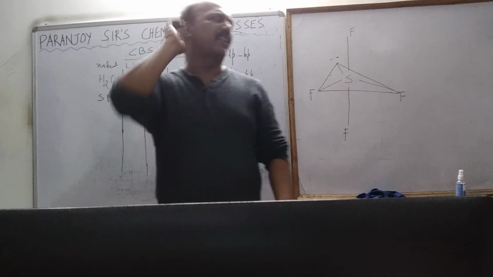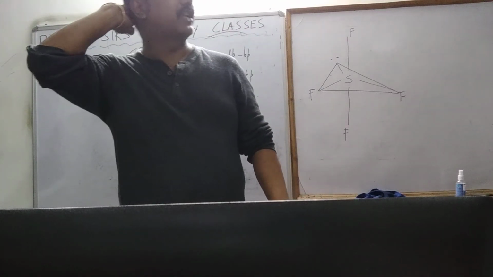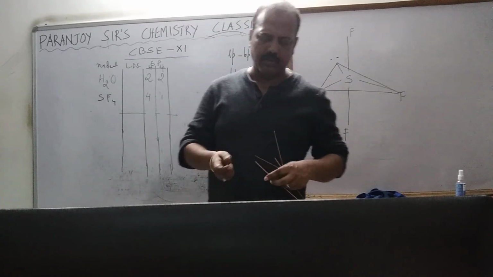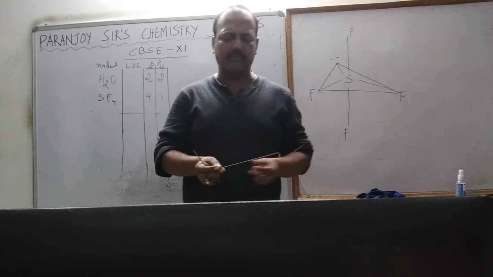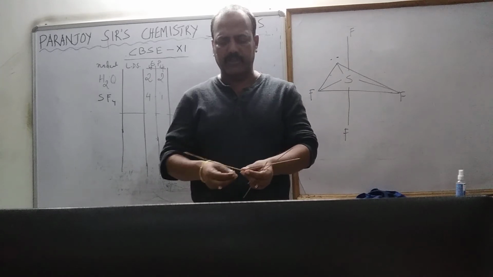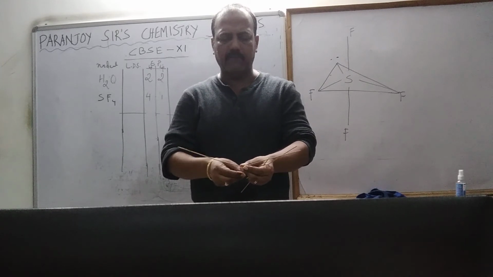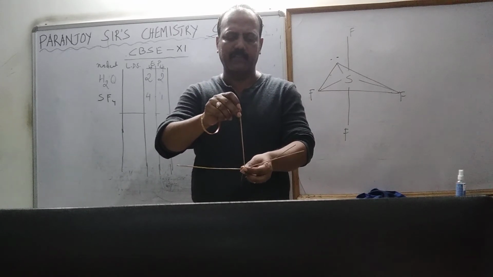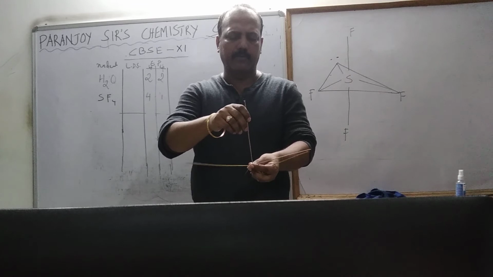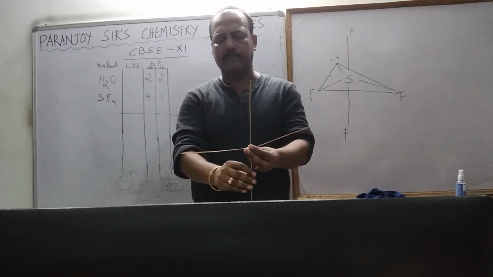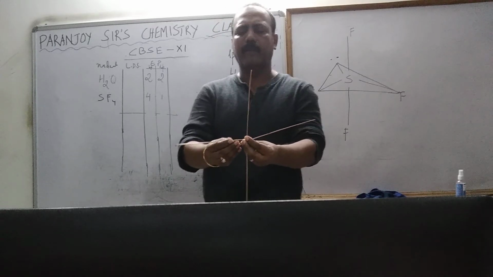Yes, you can specify that also with one lone pair of electron in the equatorial position. The triangular bipyramidal structure with one lone pair of electron in the equatorial position only. Okay, now let us see the shape. So this is triangular bipyramidal. Yes, everybody understood this?